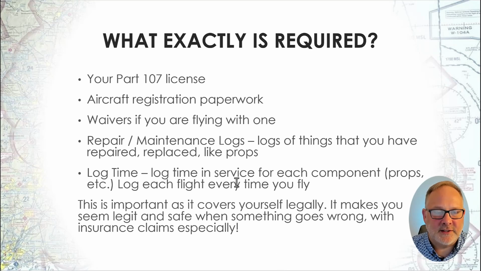Your Part 107 license, have that card on you. Your aircraft registration paperwork. When you go to register your aircraft, assuming it is over the 0.55 pounds, you're going to get that FAA number. There's a certificate you will download online, a PDF. You can print that out and put it in there. You have to show that you're registered, sort of like a car registration.